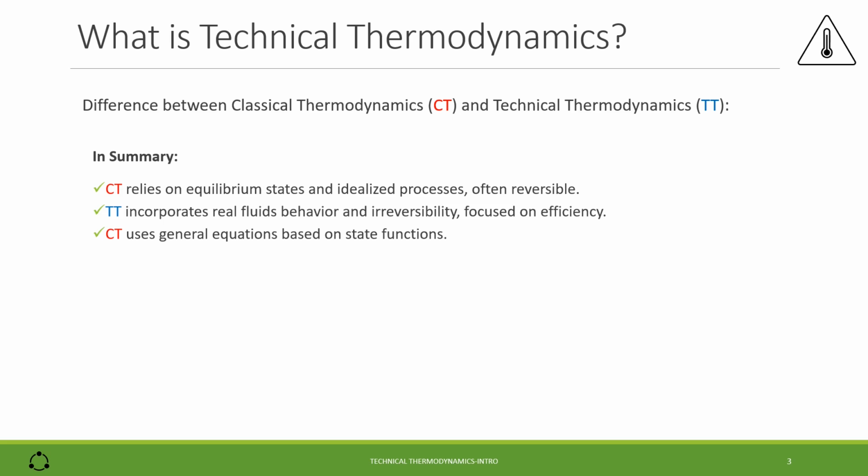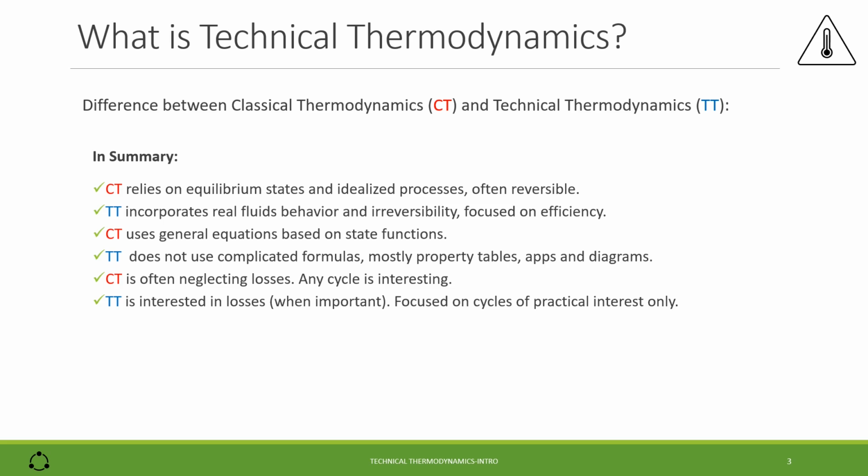CT uses general equations based on state functions, while TT does not use complicated formulas, mostly property tables, apps and diagrams. CT is often neglecting losses and any cycle is interesting, while TT is interested in losses, when important of course, and focused on cycles of practical interest only.